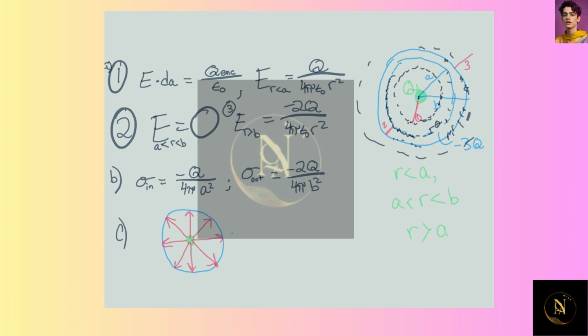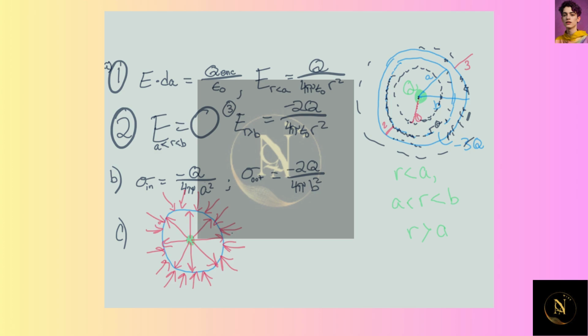Note that they're symmetrically spaced. They all have the same magnitude. They'll all be perpendicular to the surface of both the charge and the shell. Then on the outside of the shell, we have negative 2Q, so we're going to have twice as many lines, 16 of them, coming in. So those are my field lines.